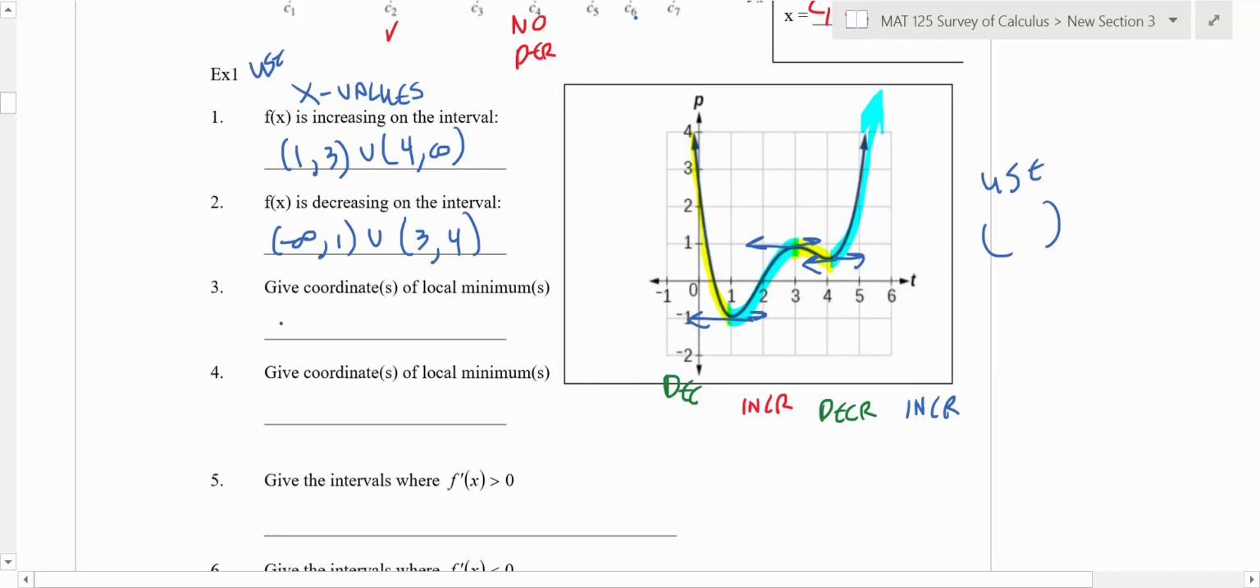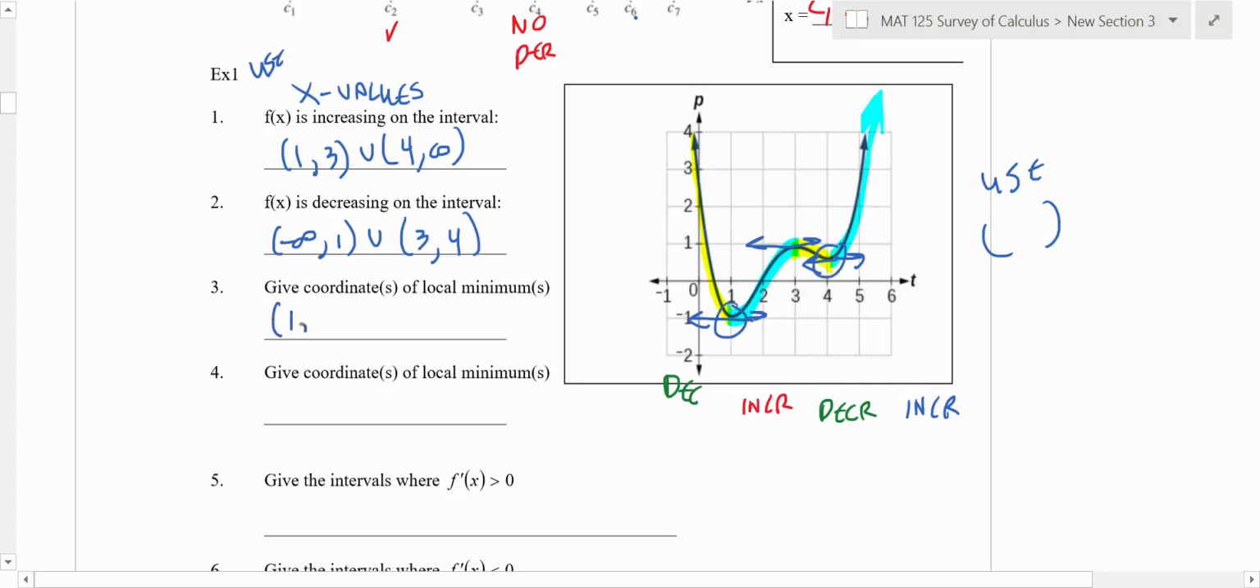Remember, a minimum, what does it mean? You decrease, then you change directions and increase. Okay, right there and right there. Now you're going to give the points. I say give the coordinates, so that looks like (1, -1) and (4, ...), just estimate. Let's just say 0.5. It's probably not 0.5, but that's good enough. So you'd have a min there and a min there.